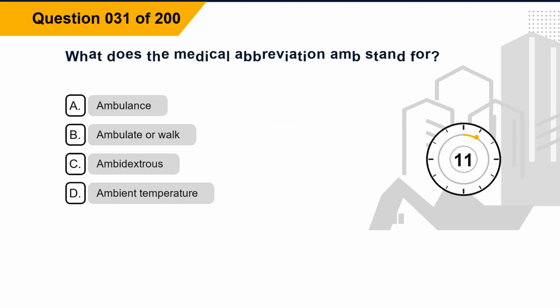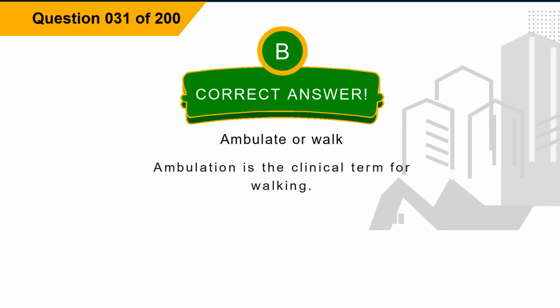Question 31. What does the medical abbreviation AMB stand for? Option A, ambulance. Option B, ambulate or walk. Option C, ambidextrous. Option D, ambient temperature. The correct answer is option B, ambulate or walk. Explanation: ambulation is the clinical term for walking.